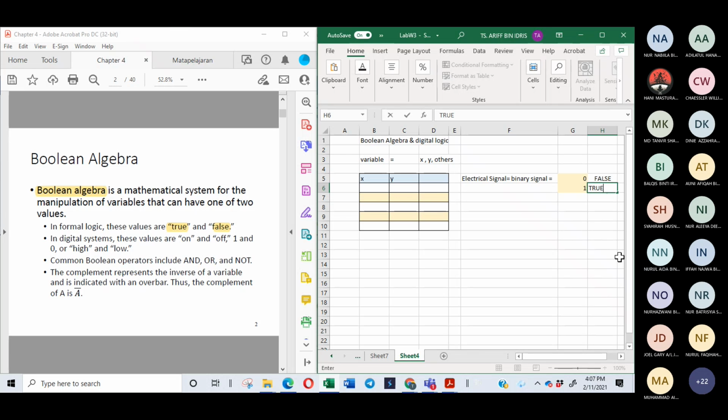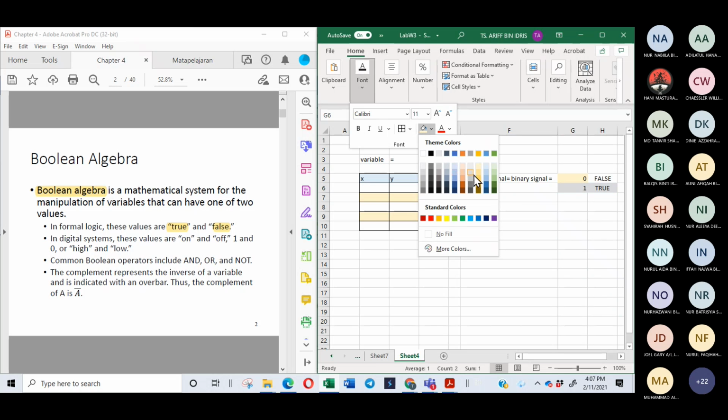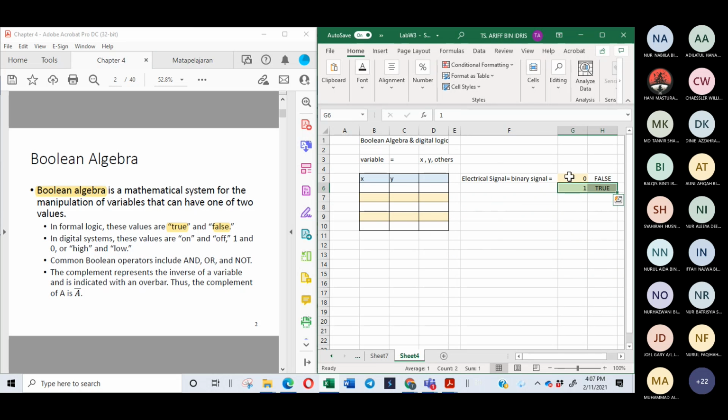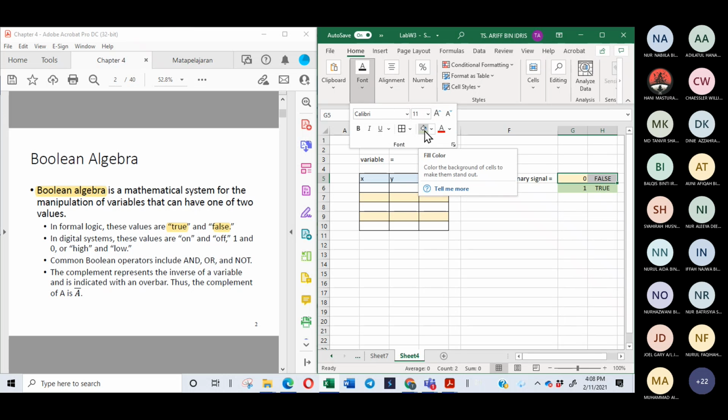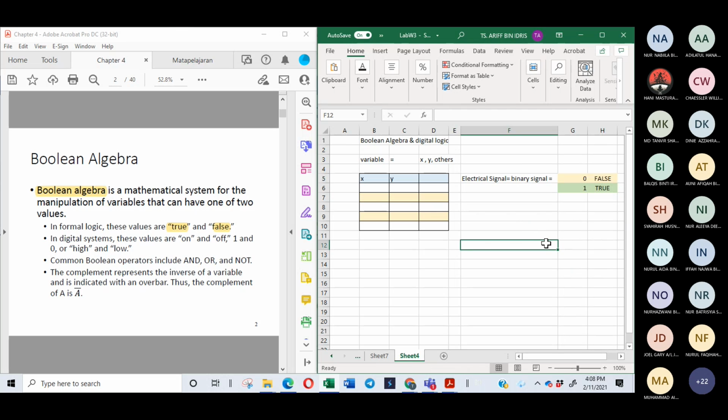So these are the two states of formal logic. If the value is 0, it is false. If the value is 1, it is true. I differentiate using different colors, in order to make it easier for you to differentiate. So 0 is false and 1 is true. Okay class, are you clear so far with what you have learned earlier?